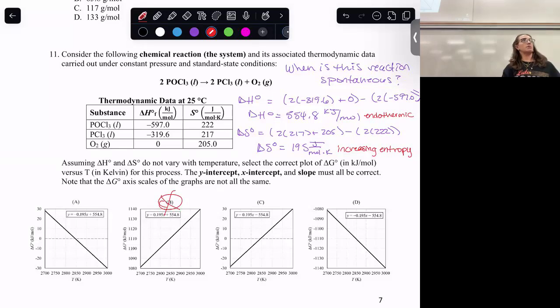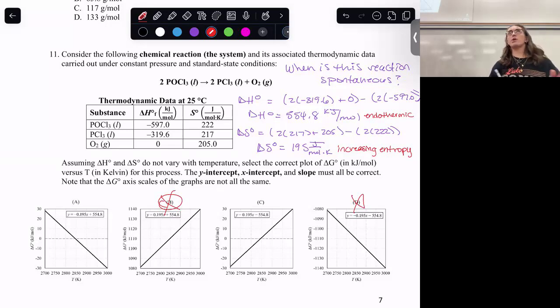Is there another one that we can get rid of? Which one? We can get rid of D, right? We said that at some point this is not going to be spontaneous because we know that delta H is positive. So at some point there's going to be a crossover where the delta H or the delta S is going to take over.